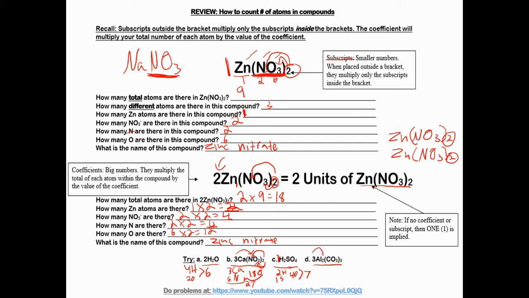We have 3 times 2, 6 aluminums. For carbon, we have 3 times 1 and then times 3. So 9 carbons. And for oxygen, we have 3 times 3 and then times 3 again. So it's 27 oxygens for a total of 33 atoms, I believe. Nope, not 33, more than that. Let me go back and erase that.